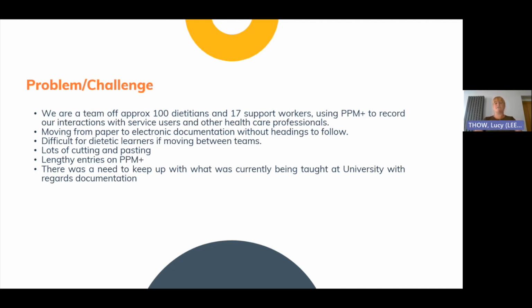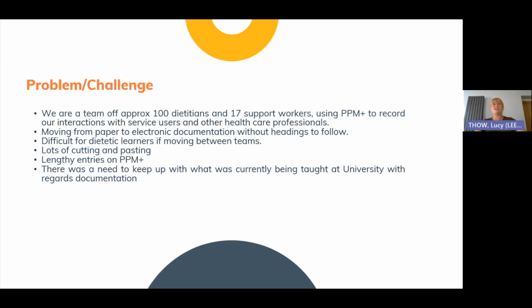Problems occurred when we received feedback from learners. They found moving between teams difficult as documentation styles varied and they would have to spend time adapting. This was not value added to patient care. To save time with documentation, dietitians started cutting and pasting notes from other healthcare professional entries, for example, the past medical history. But this can lead to errors and does not demonstrate the dietitian's understanding of the clinical situation.